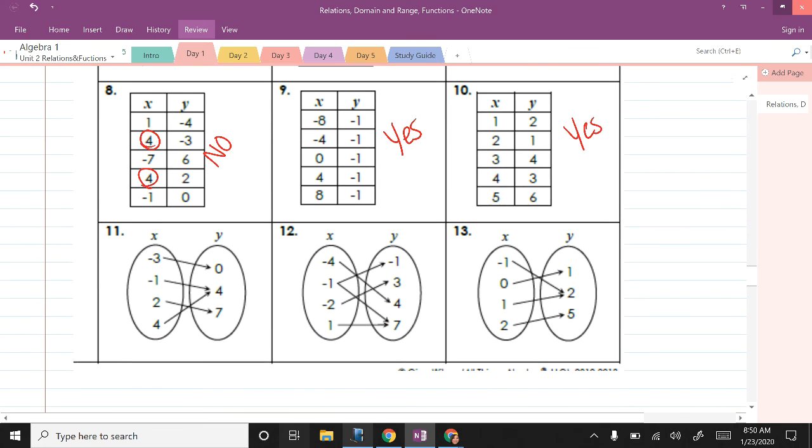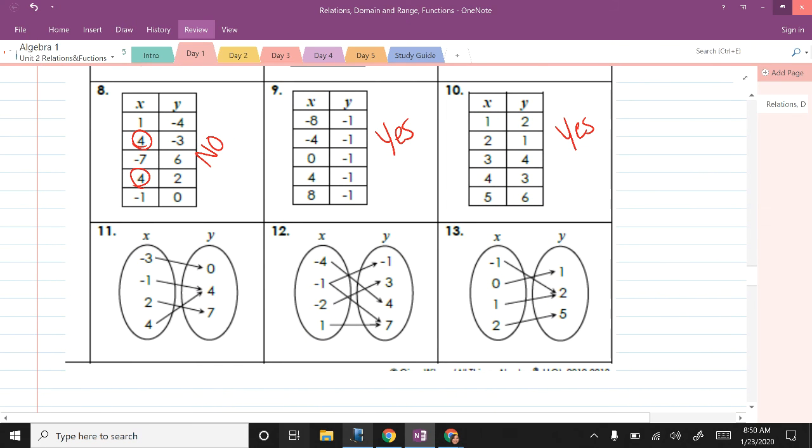So when you're looking at a mapping, you're looking from the x to the y, and the x's should only have one branch coming off of each. Does that make sense? If an x has 2 branches coming off, it's not a function. So what do you think about number 11? Yes. What about number 12? No, because that negative 1 has 2 branches. Does that make sense? What about number 15?